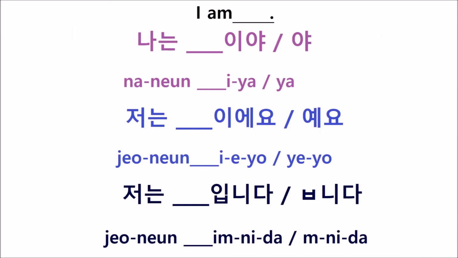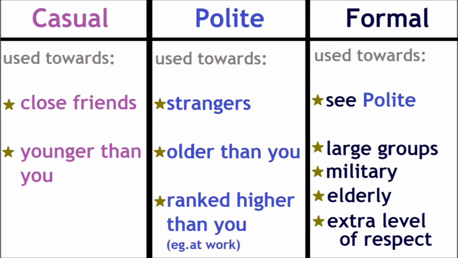Now I taught you how to say your introduction in casual, polite, and formal language. Which one should you use? Well, that depends on who you're talking to. Usually, you'll be introducing yourselves to strangers, so use the polite form. But if you are introducing yourself to a large group or to an elderly person, you should use the formal. And probably don't use the casual for introductions unless you're introducing yourself to a small child. You must be polite with strangers.